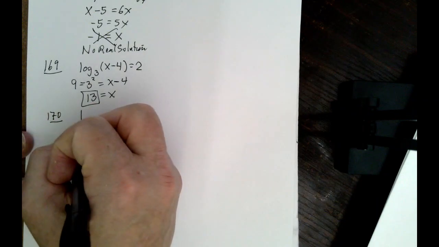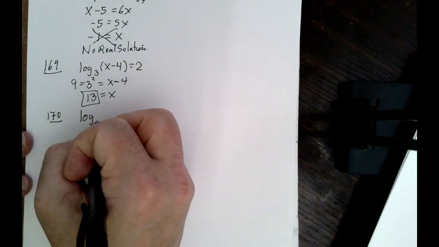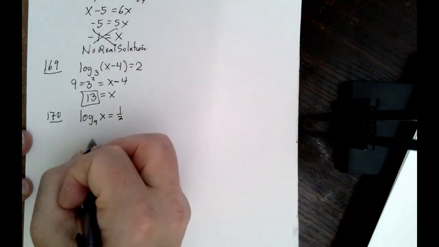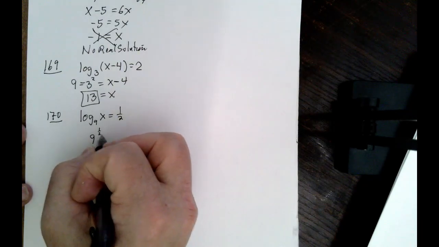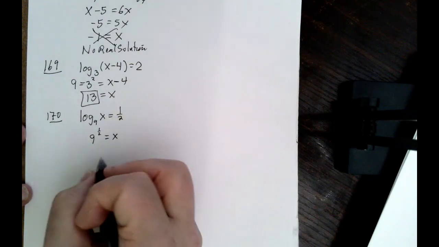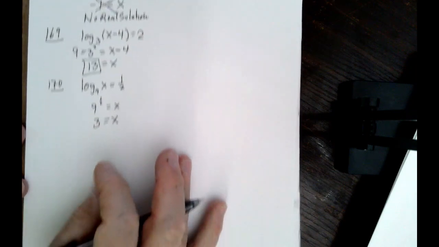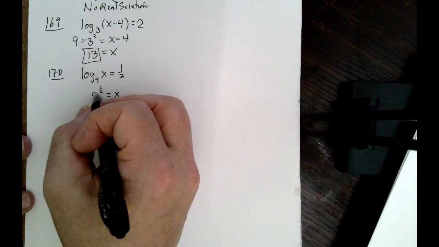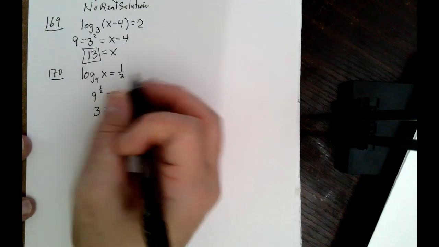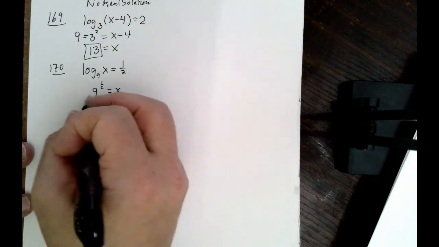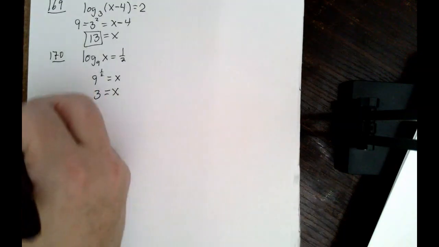170. Log base 9 of x equals 1/2. So that means 9 raised to the 1/2 equals x. And 9 to the 1/2 is just 3. Now you might think, why isn't it plus or minus 3? Because I didn't put the 1/2 into the problem. The problem already had it there. If I introduce the square root into a problem, that's when you get your plus or minus.